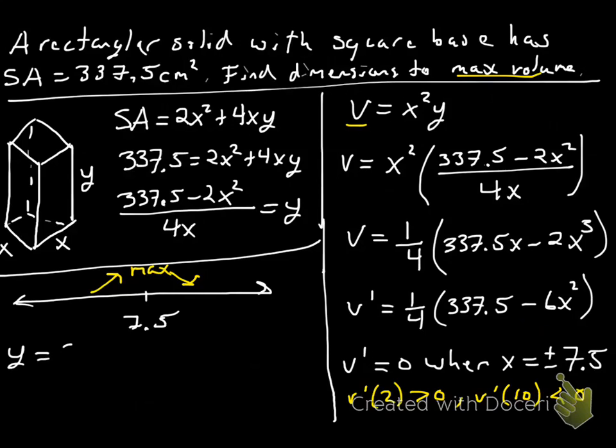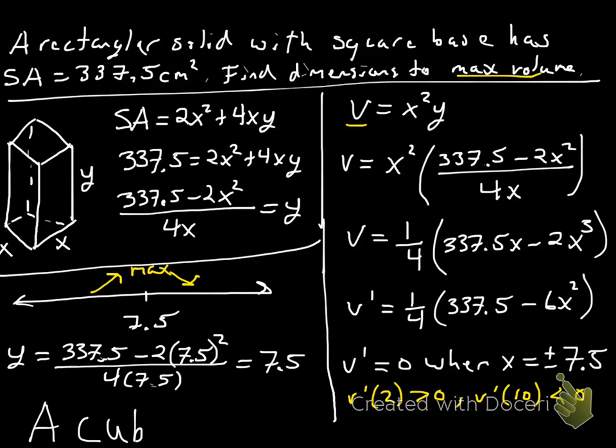And to find the y value, we have this equation right here. This one right here is solve for y. So we can go ahead and plug in x is 7.5, and we get 7.5 for the y. So all the dimensions are the same, so we actually have that the maximum volume, with the constraint of a certain amount of surface area, is going to occur with a cube.